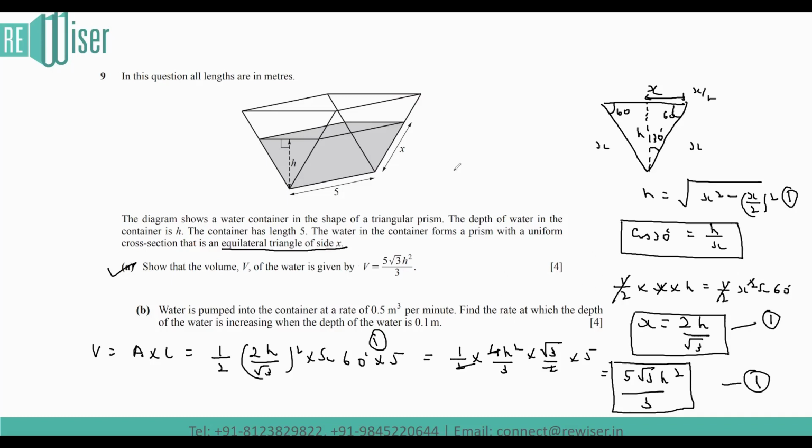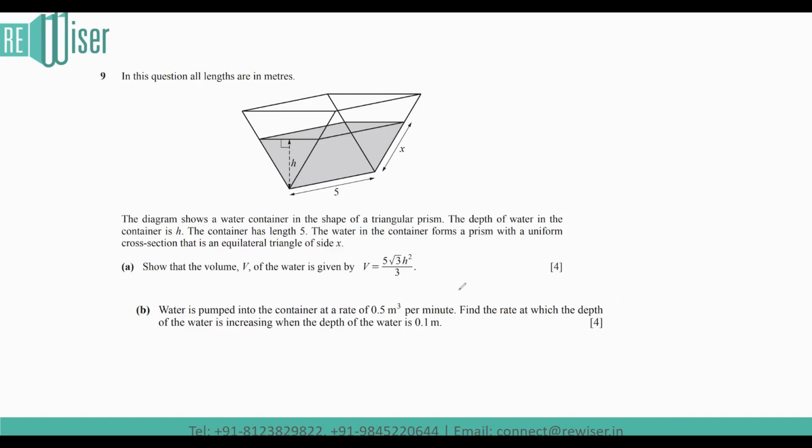Now, moving on to the second part of the question, 9B, water is pumped into the container at the rate of 0.5 meter cube per minute. So that's the rate of change of volume which they have given. Find the rate at which the depth of water is increasing when the depth of water is 0.1 meter. We first have to find the correct derivative of dV over dh.